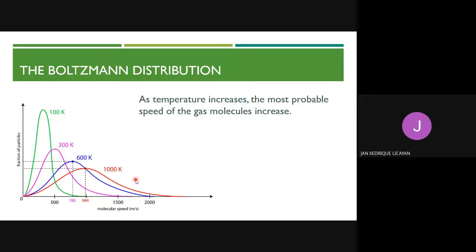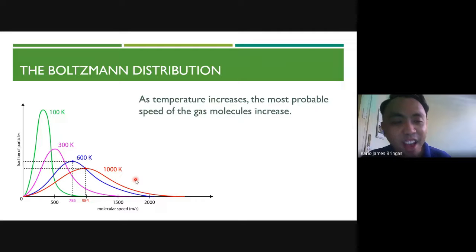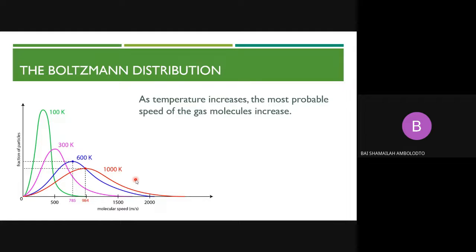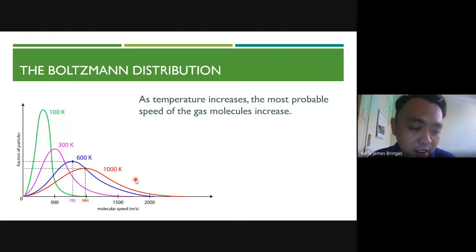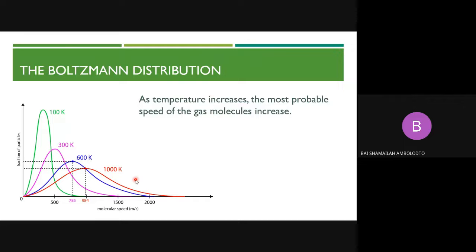I can't think of anything, sir. Okay. How about the shape? Let me give you a hint. Is there anything about the shapes that you can see that changed when we raise the temperature? Sir, yes, please go ahead. The graph becomes flat, sir, as the temperature increases.